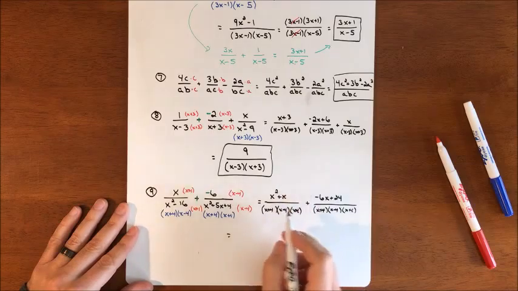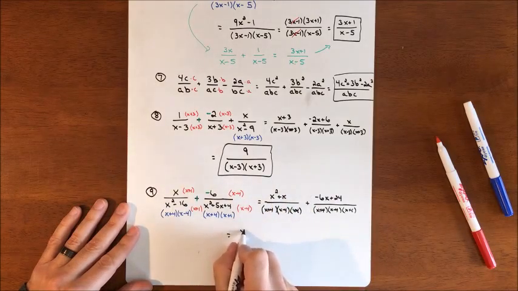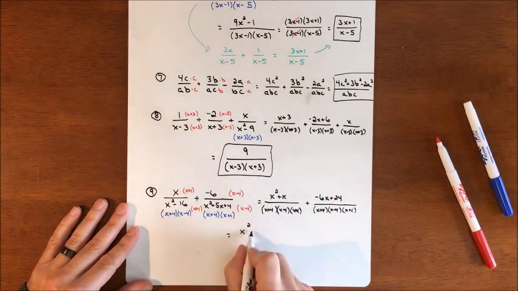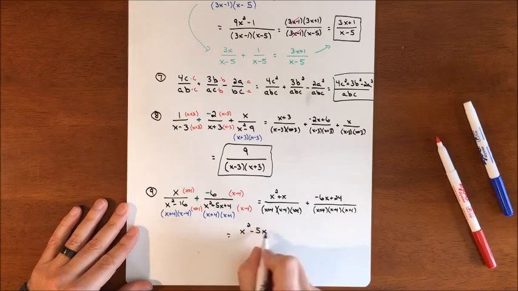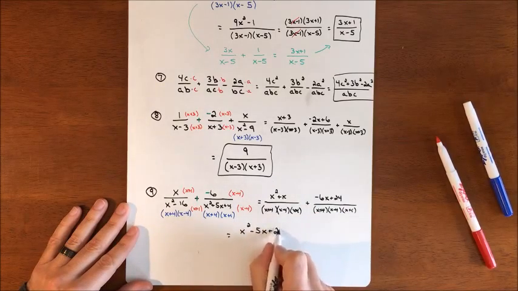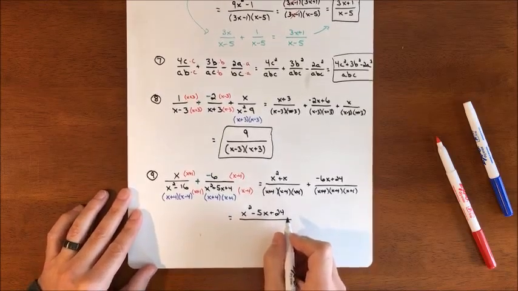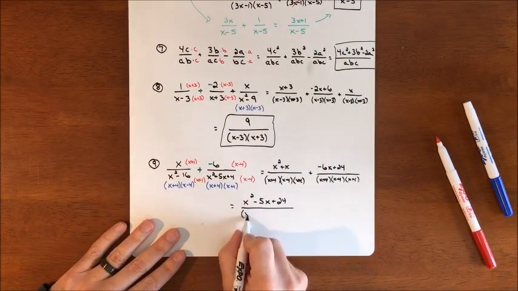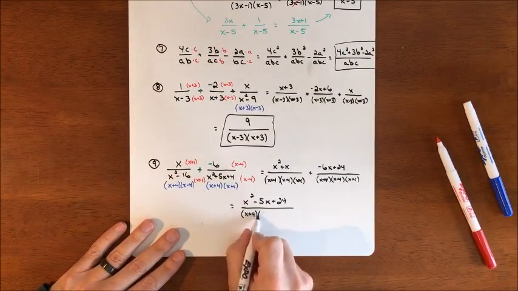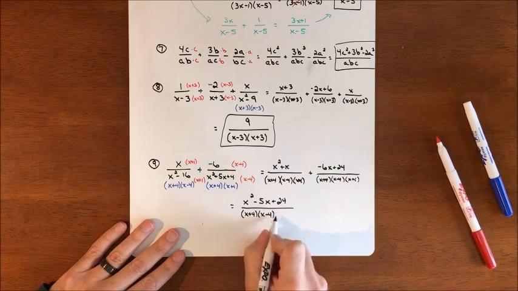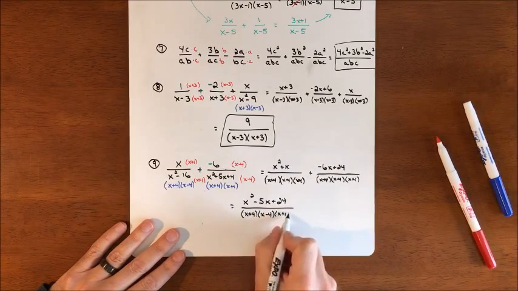And let's put together what we can. So we have x squared minus 5x plus 24, all divided by those 3 factors, x plus 4, x minus 4, x plus 1.